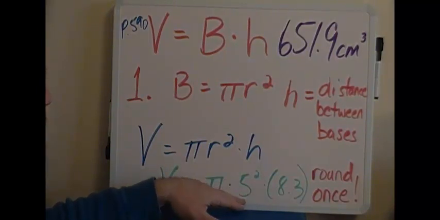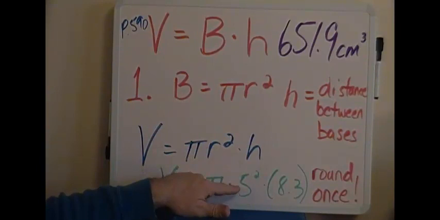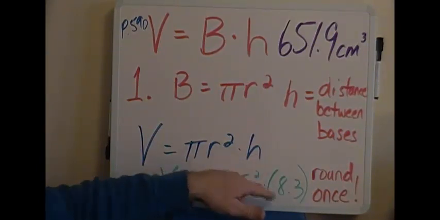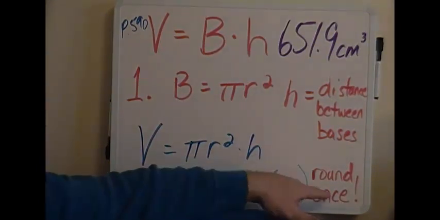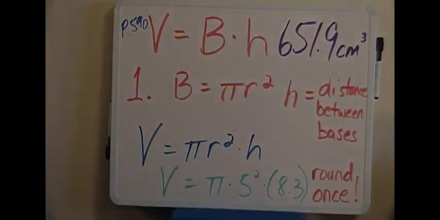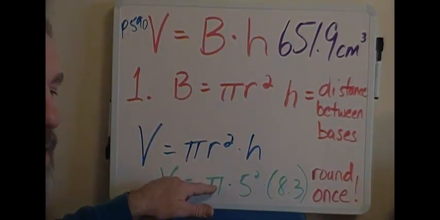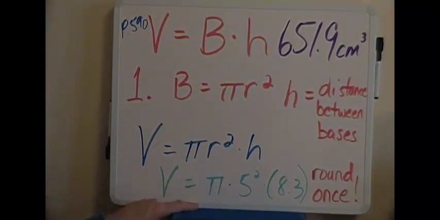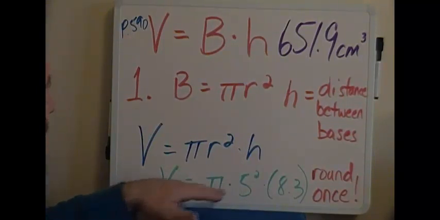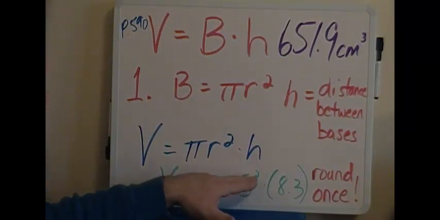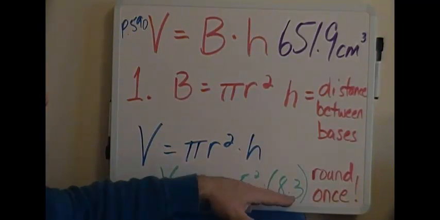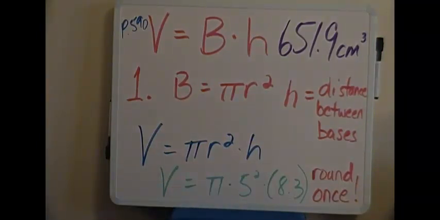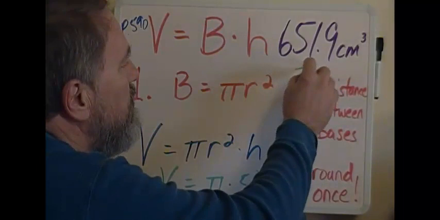In our particular problem here, the radius is 5, so it's r squared, so 5 squared times the height, and the height is 8.3. And remember, whenever you do a problem like this, you only round once. In this case, it's easy. Use the pi key. We are always going to use the pi key. Do not round to 3.14. So it's in your calculator, it's pi times 5, square it, times 8.3, and you get an answer. And right here is your answer.